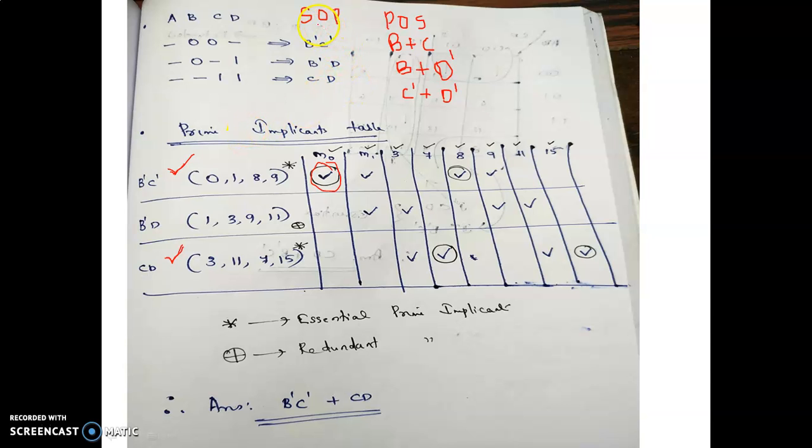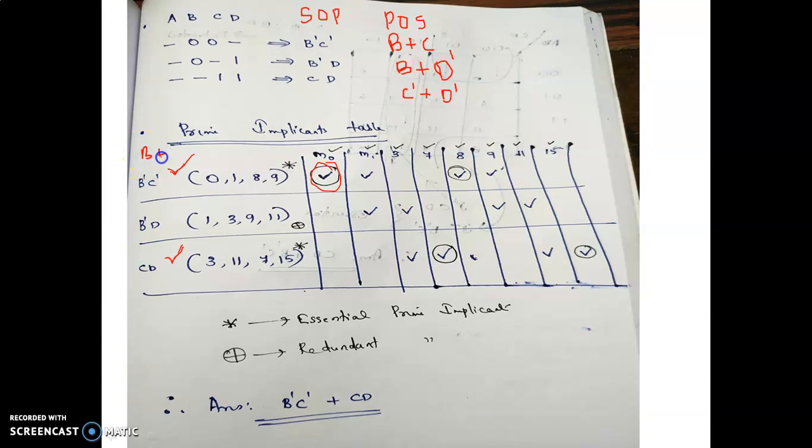For SOP we will be writing like this. For POS, if the question was POS, you will be writing like this. Now we are going to check what are the prime implicants or essential implicants from this. So this is actually B plus C. This is going to be B plus C.